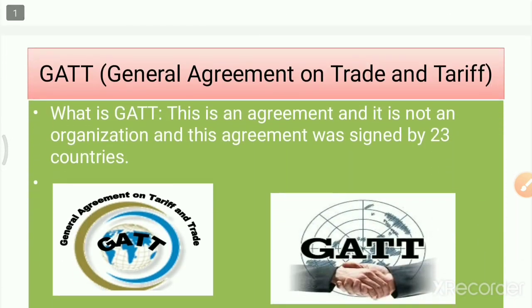Let us try to understand what is exactly meant by GATT. GATT is just an agreement, that is General Agreement on Trade and Tariff. It is not any kind of organization, like WHO, that is World Health Organization, or WTO, that is World Trade Organization. This is simply an agreement which was signed by 23 countries.